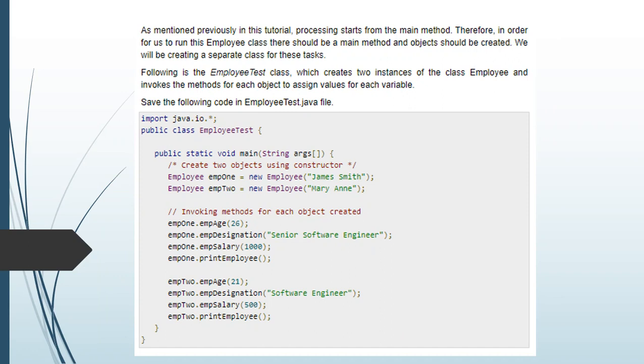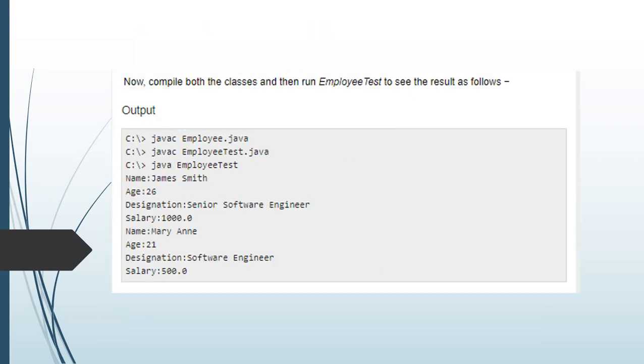Following is the EmployeeTest class, which creates 2 instances of the class Employee and invokes the methods for each object to assign values for each variable. Save the following code in the EmployeeTest.java file. Now, compile both the classes and then run EmployeeTest to see the result as follows. See output below.